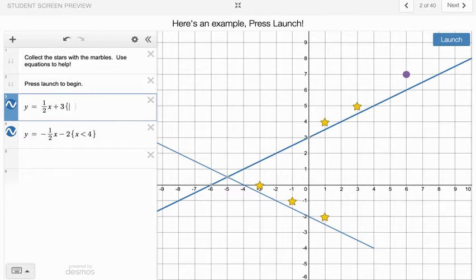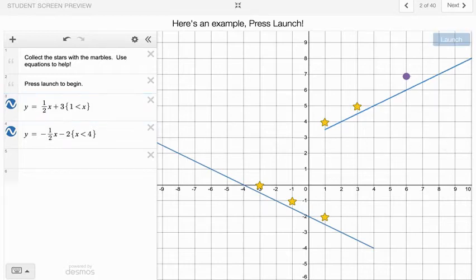These weird brackets, if I say, oh, what was it before? 1. So if I say 1 is less than x, notice how it cuts off my graph at x equals 1. And then when I launch, it allows these things to drop to my next line. However, if I want to, in this case it doesn't matter, but I can always put a number on the other side, and then I can cut it off on both sides if I want to. So these curly brackets with the less thans in this case allow me to cut off a line in one or two directions.